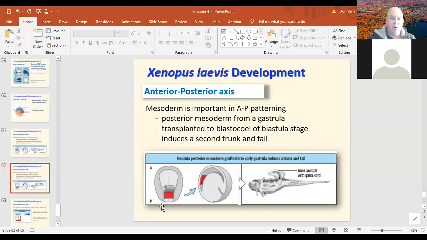Here's the opposite experiment. They take some posterior mesoderm from the gastrula, put it in the same ventral region of this blastula, and you get two trunks. So you don't get anterior structures, you get a posterior structure. And again, it's got a spinal cord, showing that we're inducing ectoderm into neural ectoderm with this posterior mesoderm. Okay, so mesoderm has some kind of a pattern to it, and you can transfer that from one embryo to another and get the same patterning.